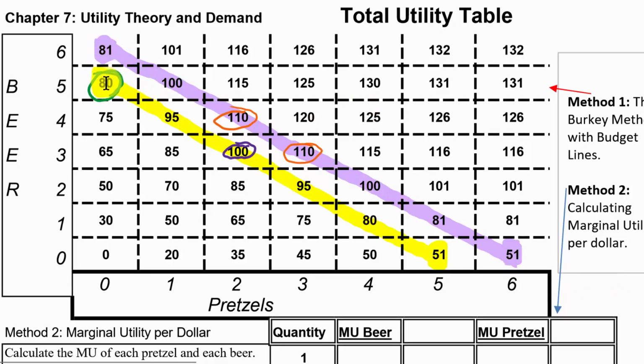So let's see what other kinds of points we could afford. Suppose this person gave up one of their beers, and we went from 5 down to 4 beer. How many pretzels could the person now afford with the $2 they have left? Well, they could afford 2 pretzels, right? Because each pretzel only costs $1. Go down 1 beer, we go over 2 pretzels. So another combination they could afford here would be 4 beers, 2 pretzels.